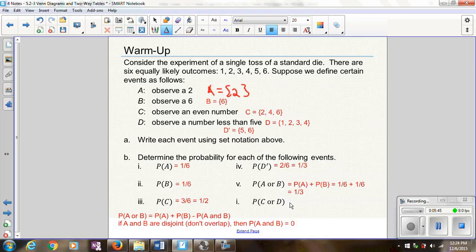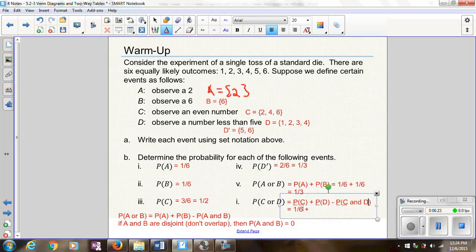So now I'm going to have to use my more general formula and say that it's going to equal the probability of A plus the probability of B minus the probability of A and B. And so let's think about what that's going to look like. I'm sorry, I have to go back and use C and D. Sorry, I was still stuck on the last example.